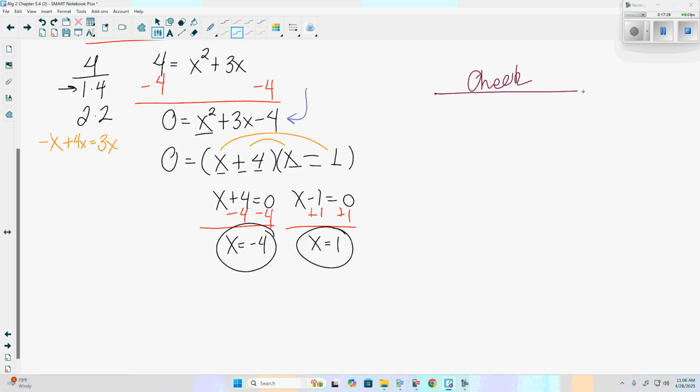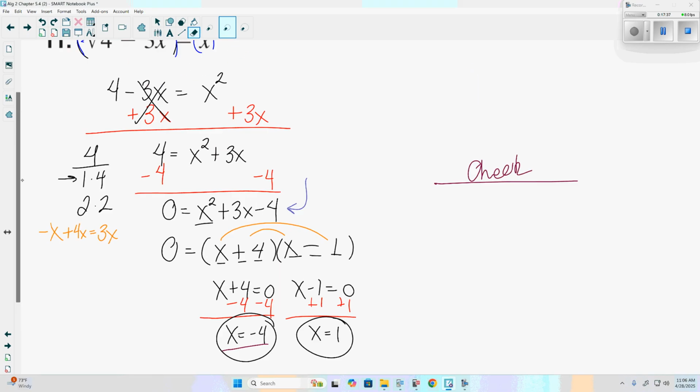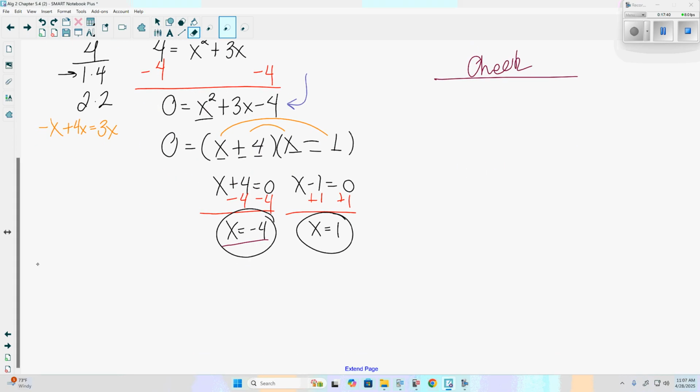Most likely, the negative 4 is going to make our square root of 4 minus 3x be... going to make that be 0. So if we check negative 4, we'd have the square root of 4 minus 3 times negative 4 equals negative 4. Now, on the right-hand side, we do have negative 4.